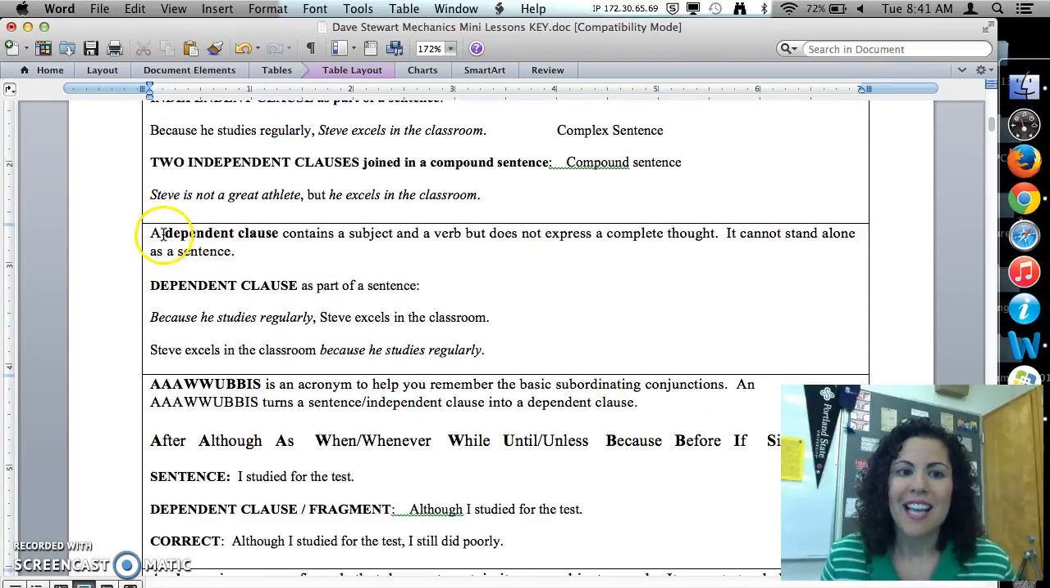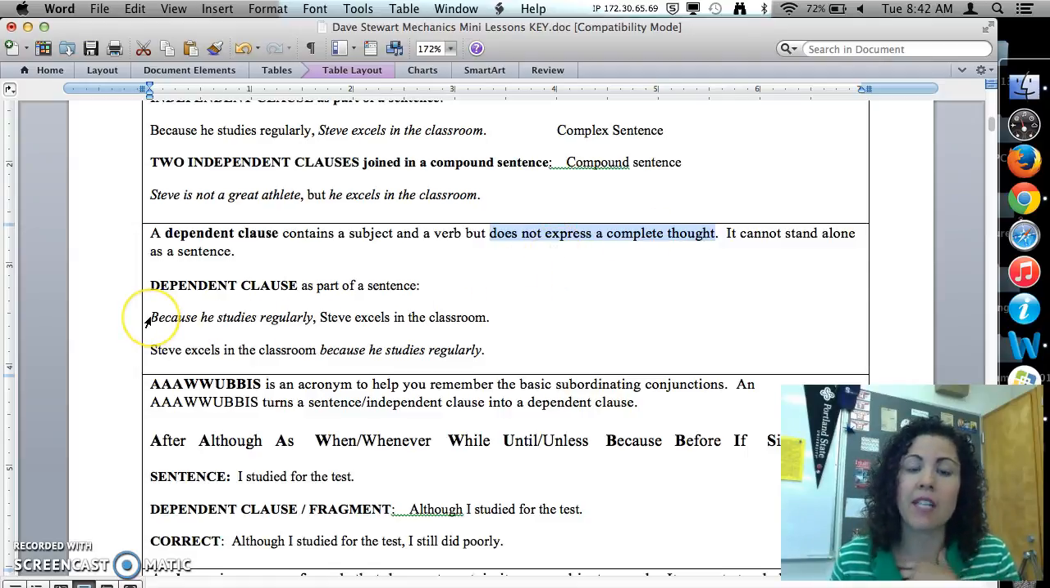The complex sentence has this dependent clause. We have an independent clause, and just like someone who is independent, you can live and stand on your own. But if you live with your parents, you are dependent on them. In taxes, they file taxes, and you are a dependent. Dependent means it cannot stand alone. You're dependent on something else. It still has a subject and a verb, but it does not express a complete thought. When you say it, you're waiting for a little bit more. So it can't stand alone as a sentence.